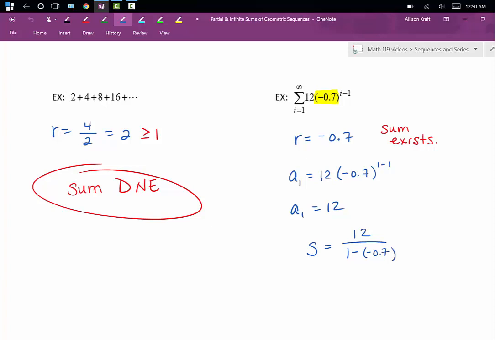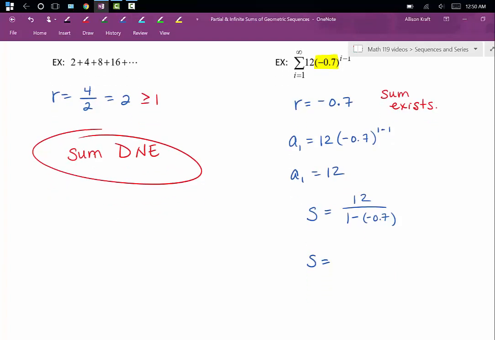Simplifying this, and I always prefer a fraction because it gives me an exact answer instead of a decimal approximation. This simplifies to be 120 over 17. The sum of that infinite geometric sequence is exactly 120 divided by 17.